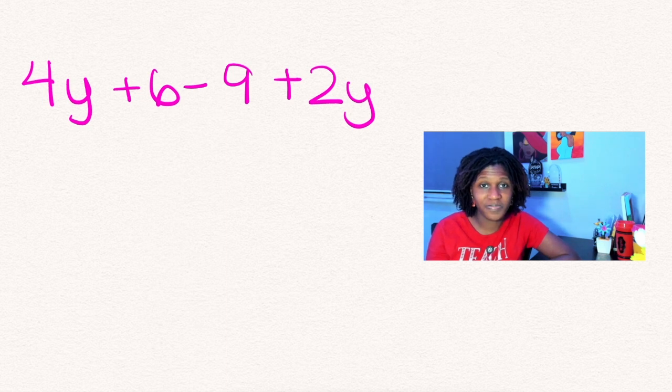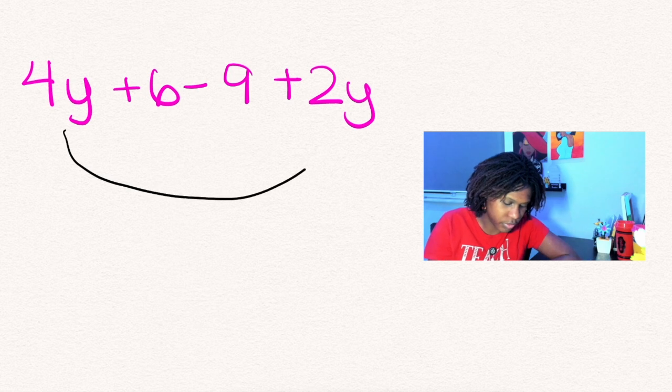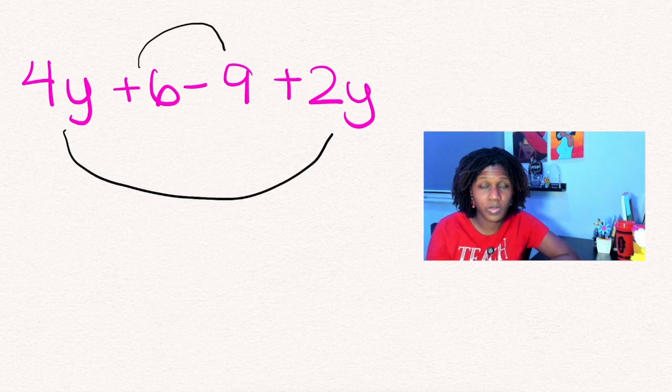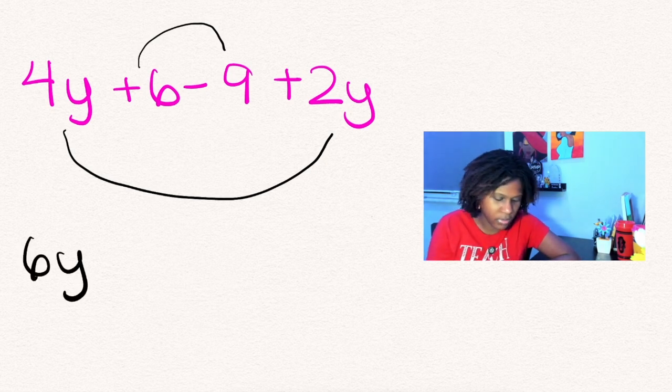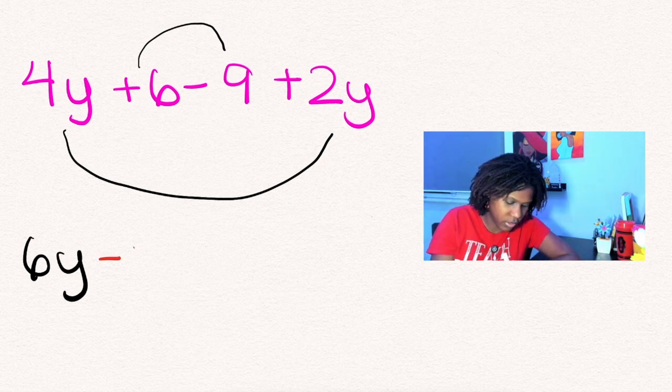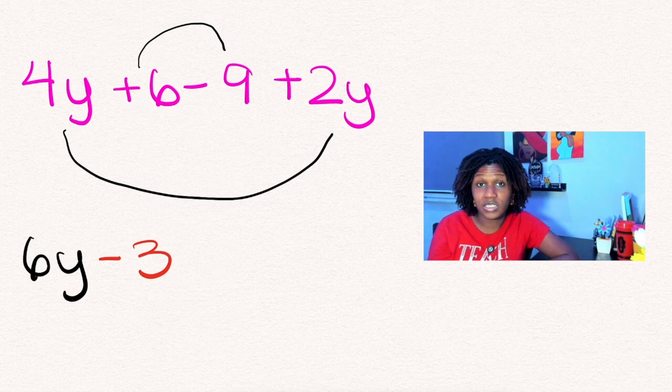Let's look at this problem. What belongs together? The 4y belongs with the 2y, and the plus 6 belongs with the minus 9. So let's combine our like terms. 4y plus 2y would give us 6y. And then 6 minus 9 would give us a negative 3. And that's it. We have successfully combined like terms.